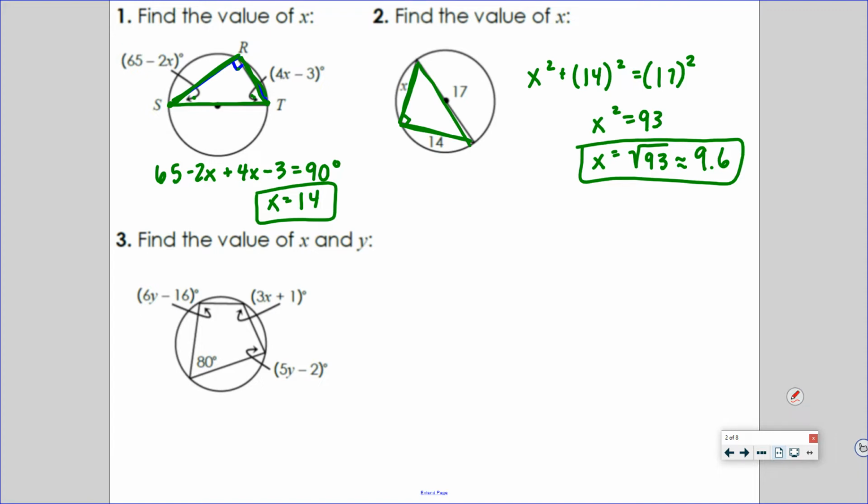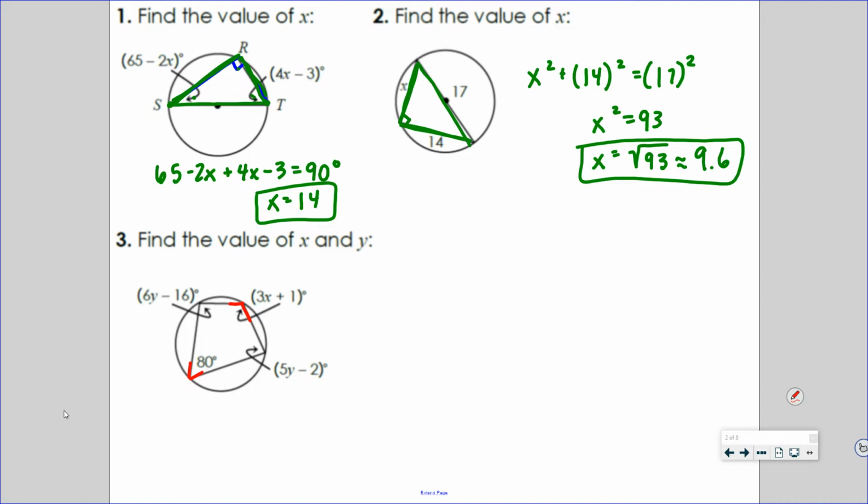Okay. Last one. Another thing we learned. Wow, what a great lesson. We learned so many new things. Another theorem was if you have an inscribed polygon, inscribed meaning its vertices lie on the circle. Do you guys remember what's true about the opposite angles? Nope. They're supplementary. They total 180.